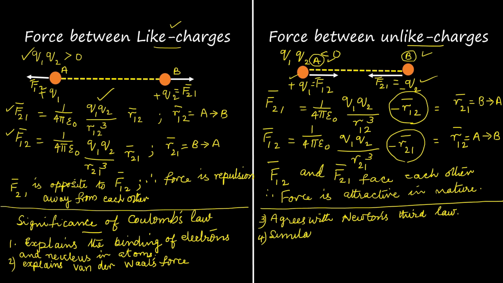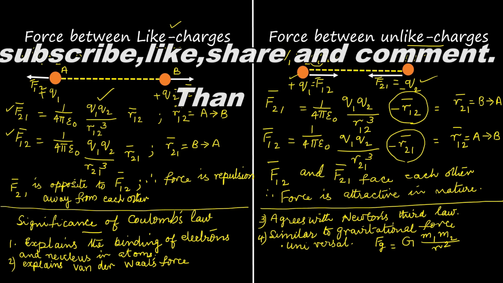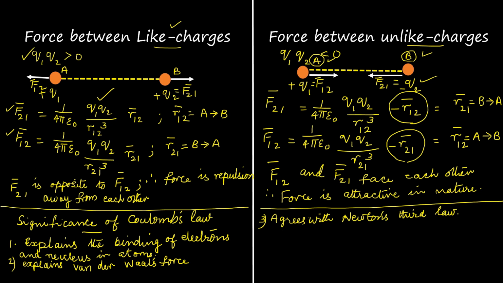This is similar to gravitational force. The expression for gravitational force Fg is equal to universal gravitational constant G into m1 m2 by r square. This is a mathematical expression similar to the mathematical expression for electrostatic force. Both are universal in nature.